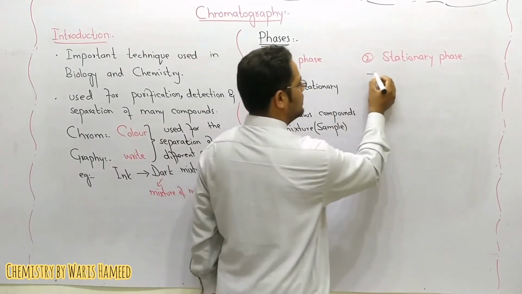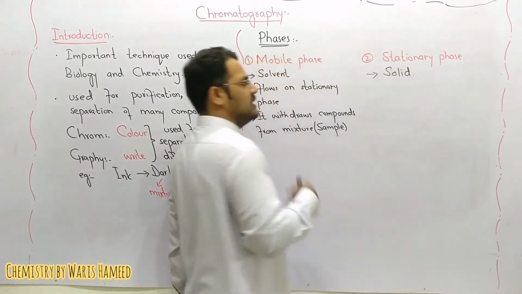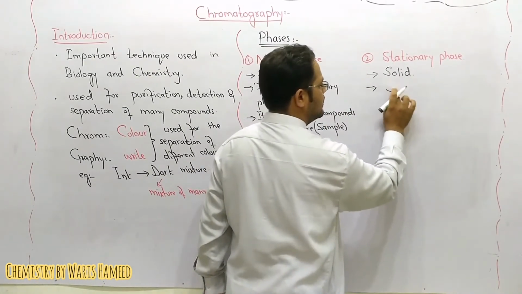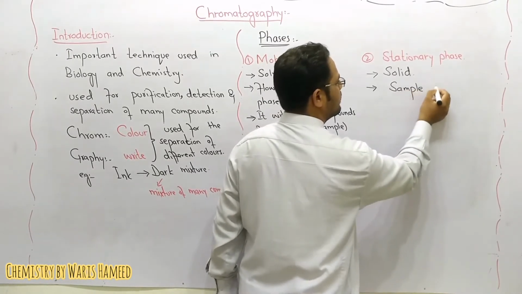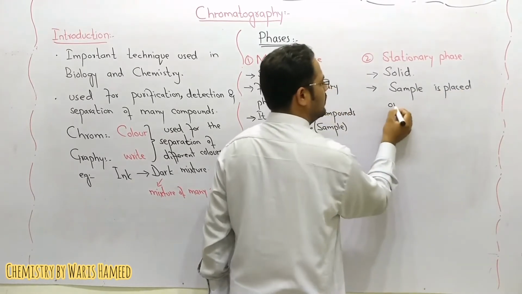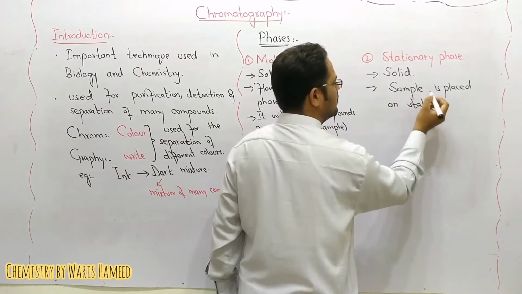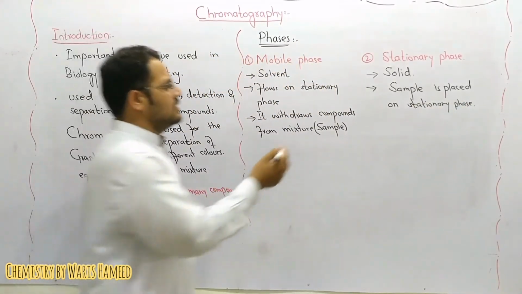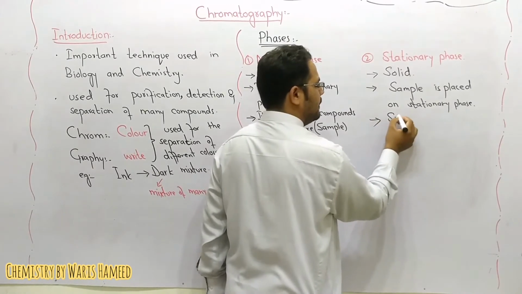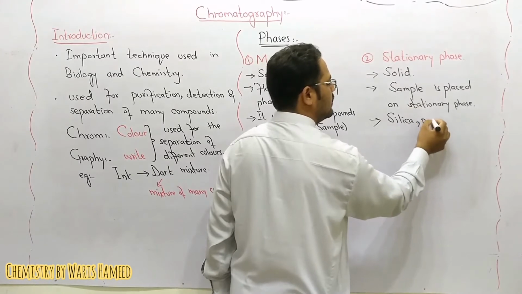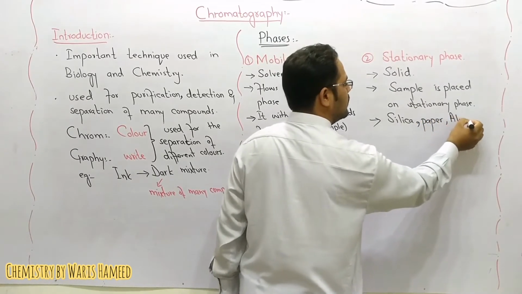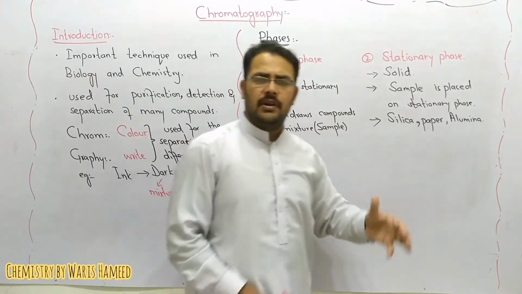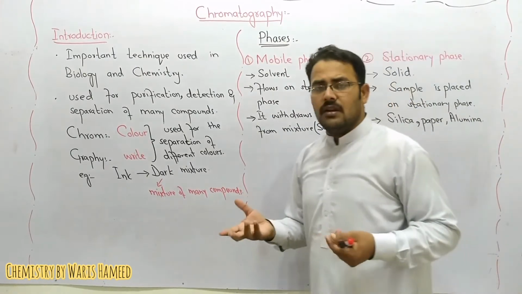The stationary phase is mostly a solid phase. It is in the form of solid state, and it contains a sample. The sample is placed on the stationary phase. And mostly it is silica, paper, alumina, charcoal, and so on. These two phases help us to separate different organic compounds or any colored substances.